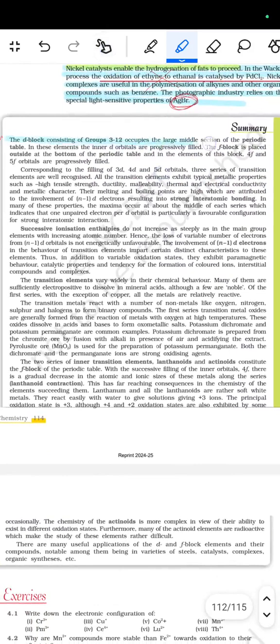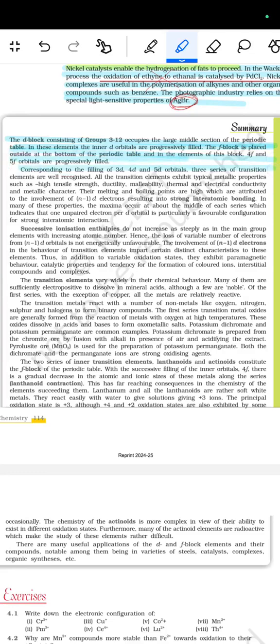तो समरी में है कि द डी ब्लॉक कंसिस्टिंग ऑफ द ग्रुप 3 to 12 ऑक्युपाई द लार्ज मिडिल सेक्शंस ऑफ द पीरियोडिक टेबल. In these elements the inner d orbitals are progressively filled. The f block is placed outside at the bottom of the periodic table and in the elements of this block, the 4f and 5f orbitals are progressively filled.